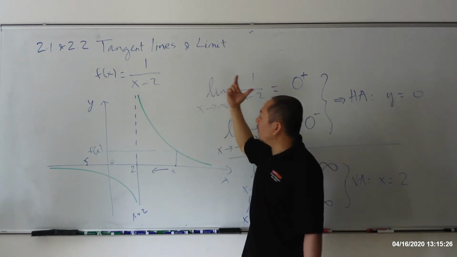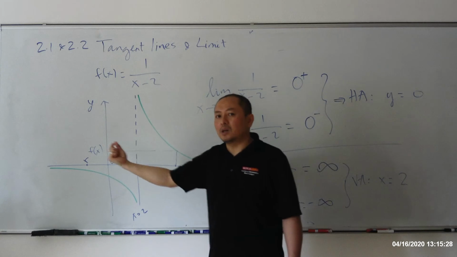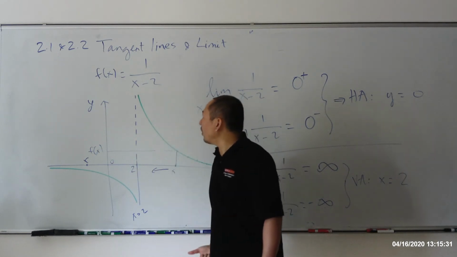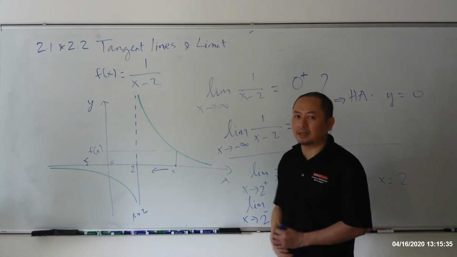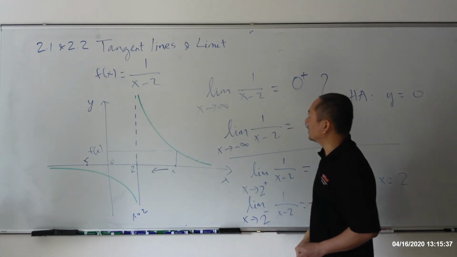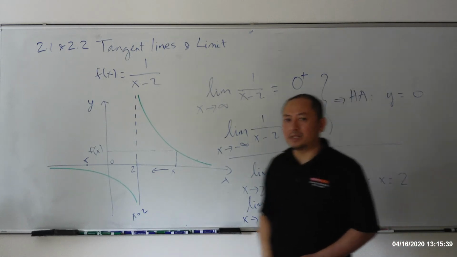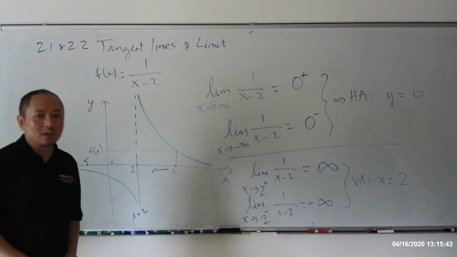And then for 2.2, we're talking about limit. It means what? When the input x is getting close to a value, then the output y, the value of the function, is going to get close to another value, including infinity, plus or minus. Alright, and this is the end of the first two sections of chapter 2.